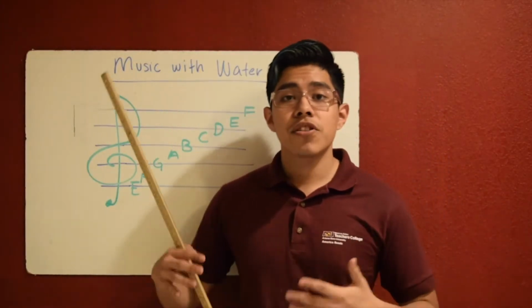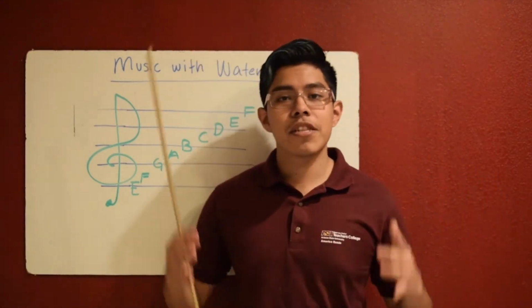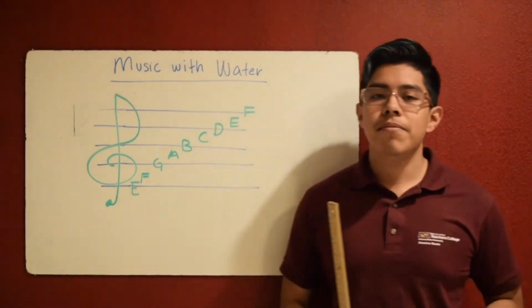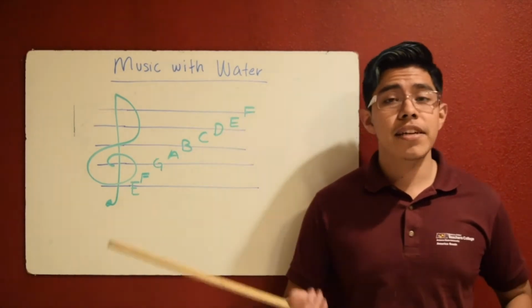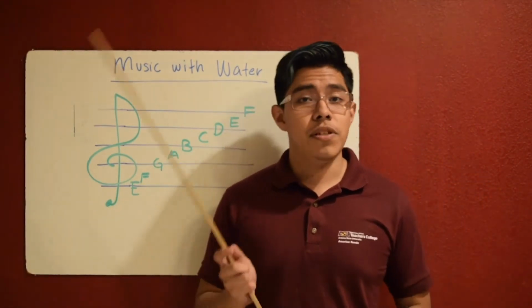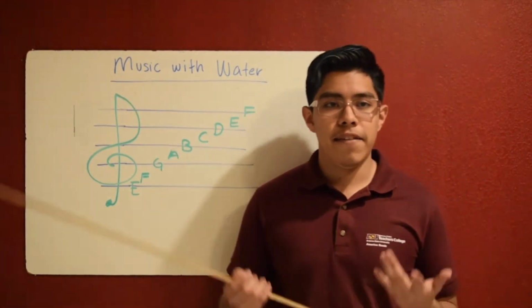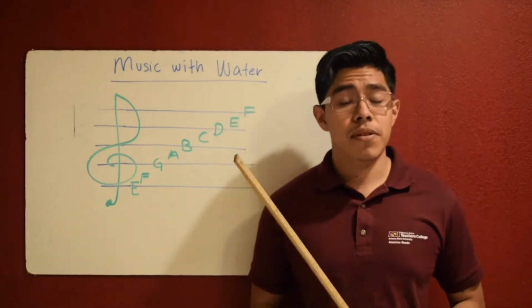Hey guys, it's Luis. So, we're going to do an activity, music with water. Just some background on music in general. When you look at a music sheet, it consists of different notes from letters A through G. There are 7 notes: A, B, C, D, E, F, G. Those are the notes you see in a music sheet.